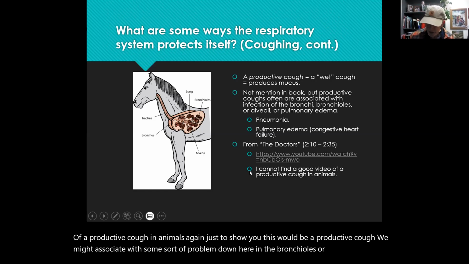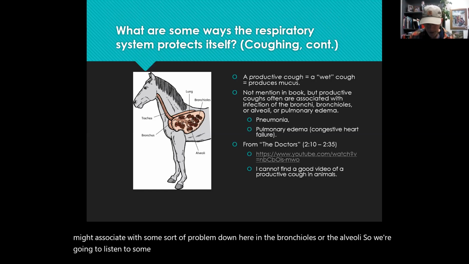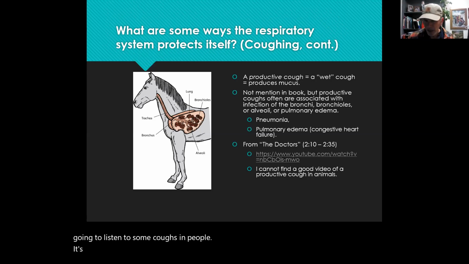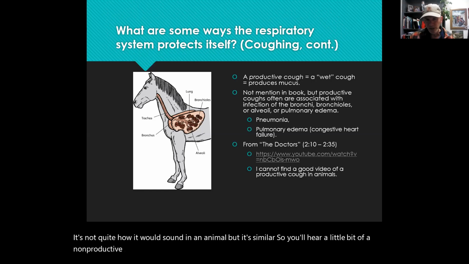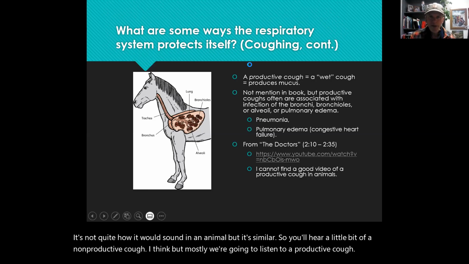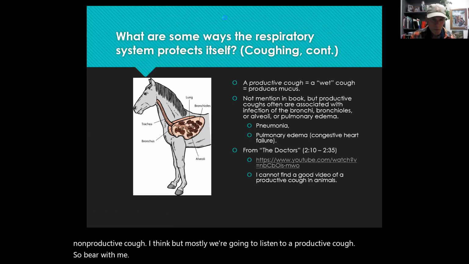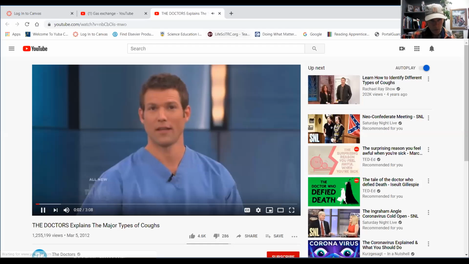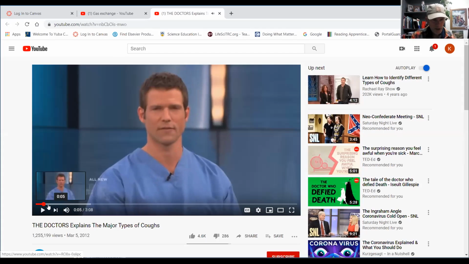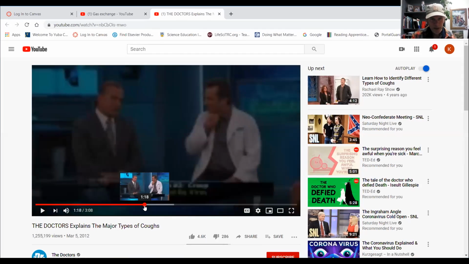So we're going to listen to some coughs in people. It's not quite how it would sound in an animal, but it's similar. So you'll hear a little bit of a non-productive cough, I think, but mostly we're going to listen to a productive cough. So bear with me. One of the best ways to diagnose a cough, and the way we do it, is by listening. So let's listen to this cough. Okay, so let me zoom forward here.